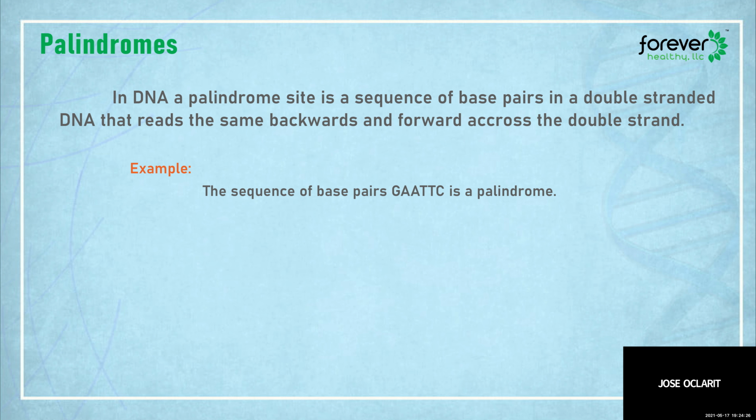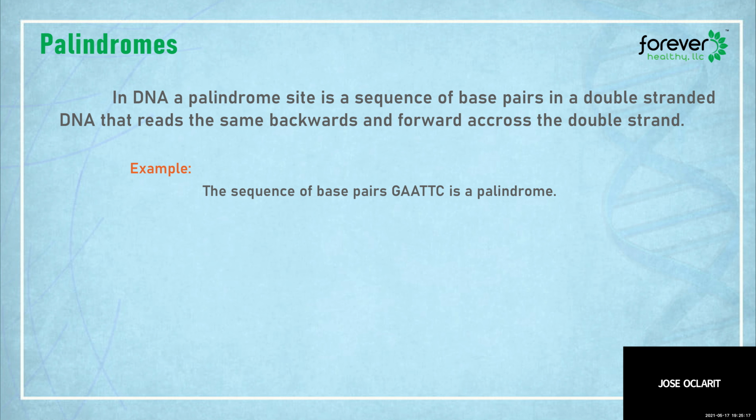So forward, GAATTC. If you make the complementary pair on the opposite side and read it backward, it is also GAATTC. So this is an example of a palindromic site in the DNA. That enzyme recognizes the palindromic sequence GAATTC, and it was found out that it will cut between the G and A, and it will cut between the G and A on the opposite side of the double-stranded DNA molecule.